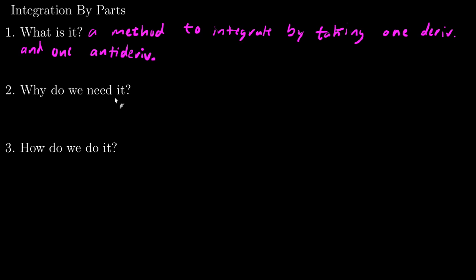Why do we need it? Integration by parts is probably the third thing I would check for most general integrals. So first, we would try to take a direct antiderivative, like the antiderivative of cosine x is sine of x plus c. If that doesn't work, the second thing we would try is use substitution.